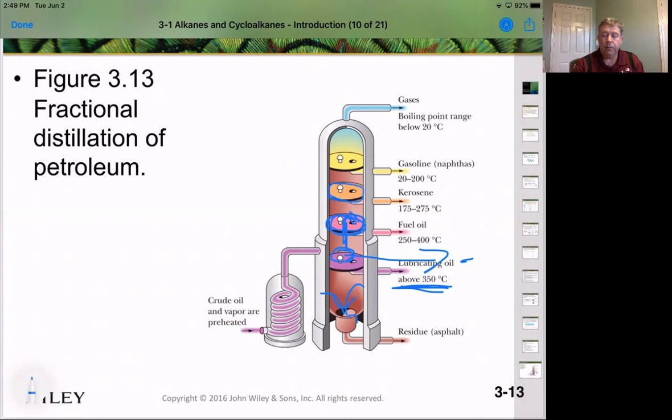The next level up is what we call kerosenes. Kerosenes and jet fuels are at the next higher boiling point up. They're harder to combust, but they have a higher energy density because of a higher number of carbons. The next fraction is gasoline. Then, of course, all the lighter things like ethane, methane, and butane come out the top. Okay, so that concludes Chapter 3, Part 1, Alkanes and Cycloalkanes.